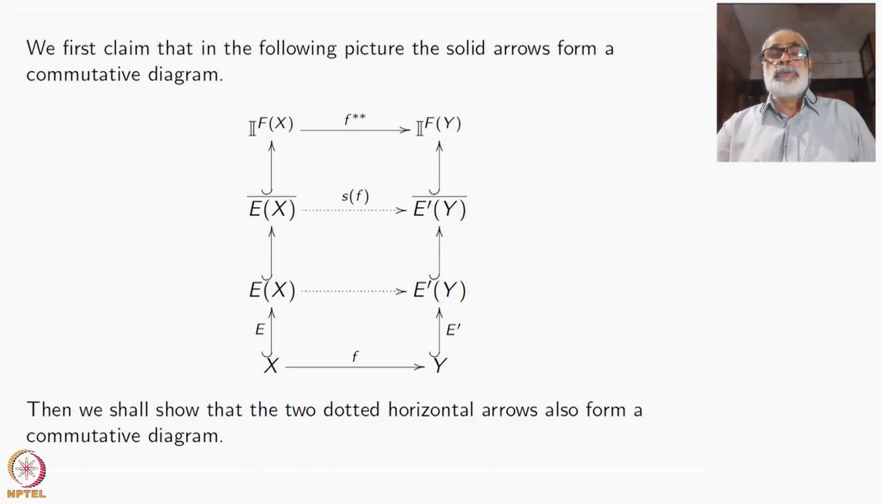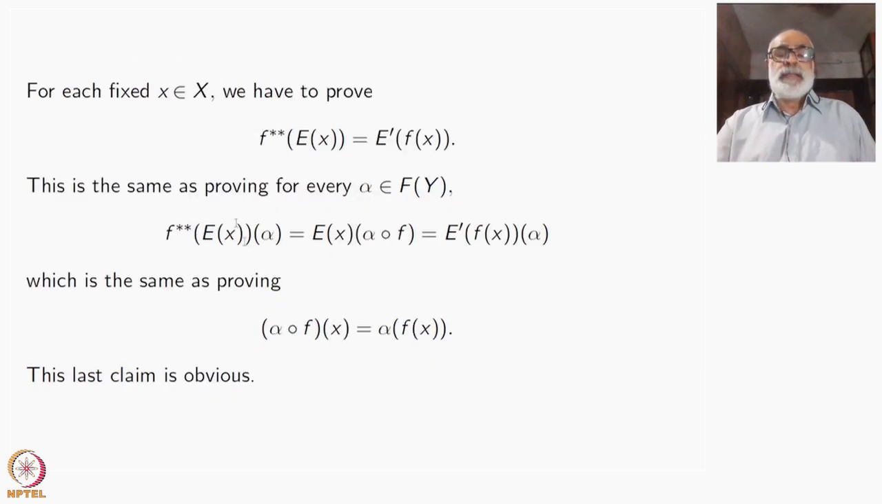Alright. So, all that I have to show is that this map into I^F, F followed by F double star, is the same thing as F followed by this E prime here. The evaluation maps E and E prime are actually maps from X into I raised to FX, and from Y into I raised to FY. So, that is a tautological thing actually.